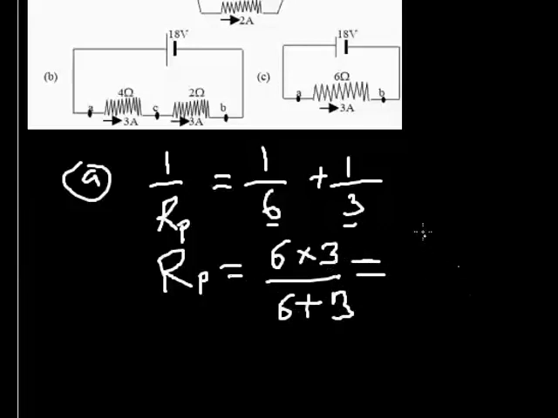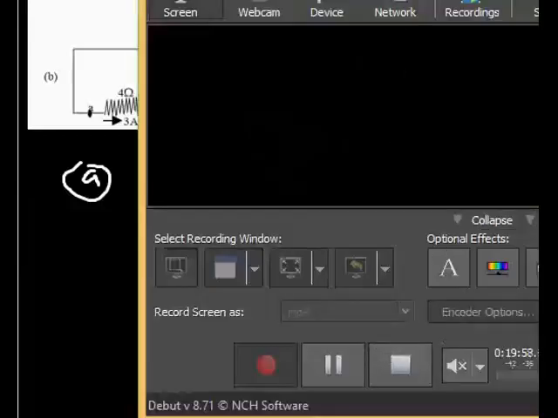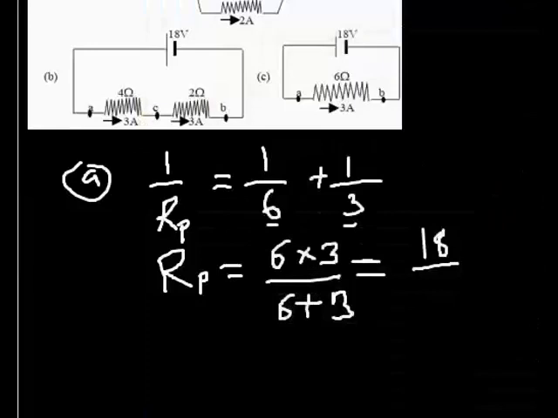Okay, that's 18, right? So I'm going to have 18 divided by 6 plus 3, which is 9. So I have 18 divided by 9, which is 2 ohm.